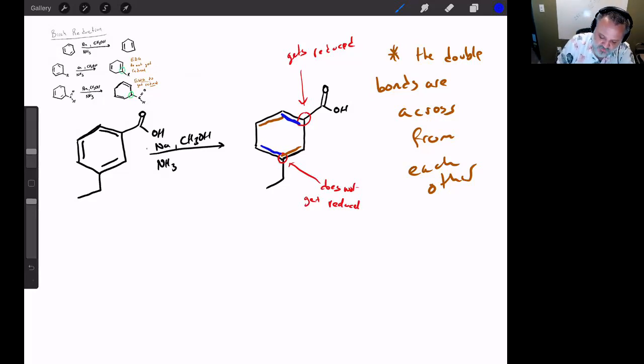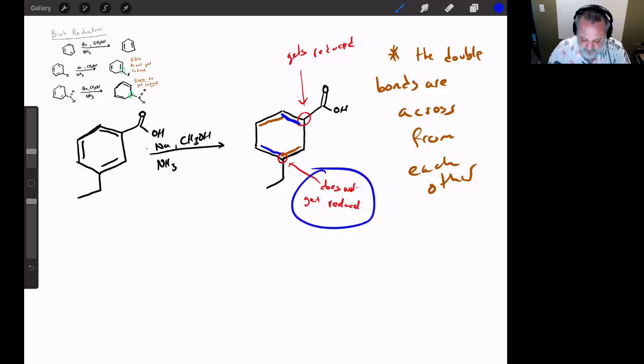What I'm showing with that starts here. If I'm telling you that the electron donating group does not get reduced, then that means I have two possibilities for where the double bond goes. So let's look right back up here in the corner. Electron donating groups do not get reduced. So just change your mind on that one.